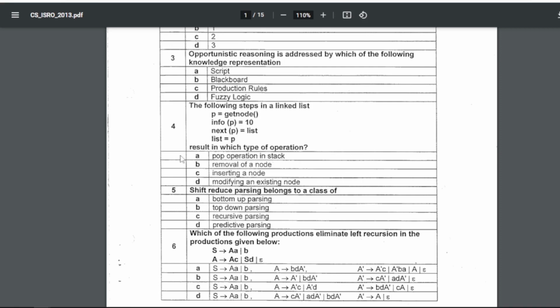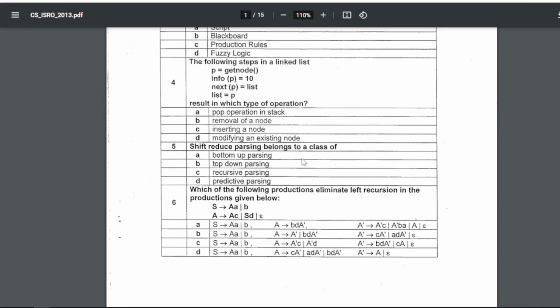A reduce step applies a complete grammar production rule to the recent parse trees, joining them together as one tree with a new root symbol. These parsers include LR parsers, which are non-backtracking in nature. Examples: SLR, CLR, LALR. So shift reduce parsing belongs to the class of bottom-up parsing.